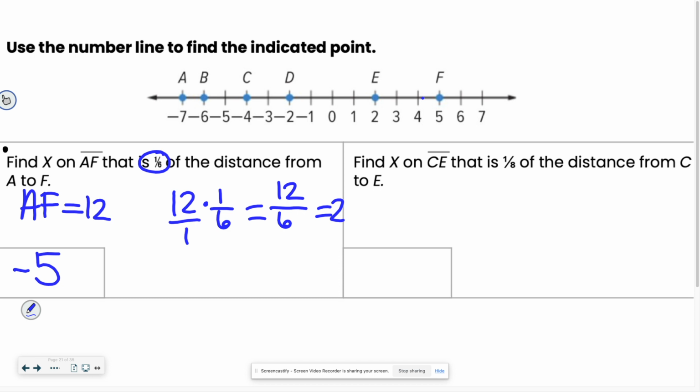Ready for another one? We're finding x on our number line on segment CE, that's 1/8 of the distance from C to E. What do we have to find first? How far away the distance is from C to E. How far is that distance? 6. I think it's 6. Okay. Now what do we do? I have to take 6 divided by 8.